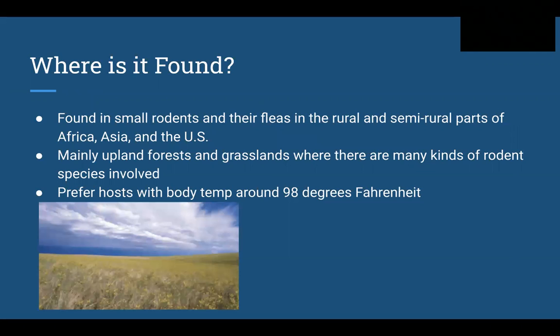Yersinia pestis is found in small rodents and their fleas in the rural and semi-rural parts of Africa, Asia, and even the US, mainly in upland forests and grasslands where there are many rodent species involved. And this organism prefers hosts with body temps around 98 degrees, which is why some of the most common hosts are humans, mice, rats, etc.